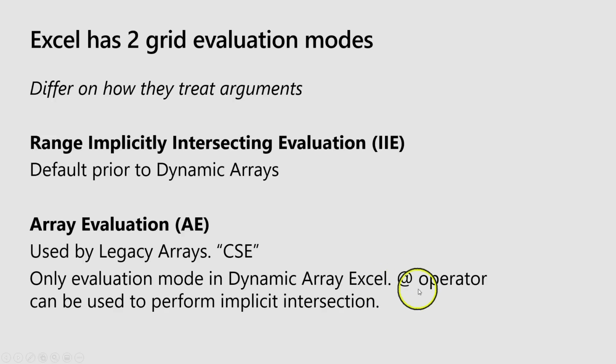If you want to do something similar to what this one's doing, there's an operator for you, and it's the @ operator, which will trigger this thing called implicit intersection. We'll talk about implicit intersection in a second. But implicit intersection is the true difference between these two modes. This one does it, this one doesn't do it. If you want to do it in this one, you've got to ask it to do it. It's not going to do it for you.